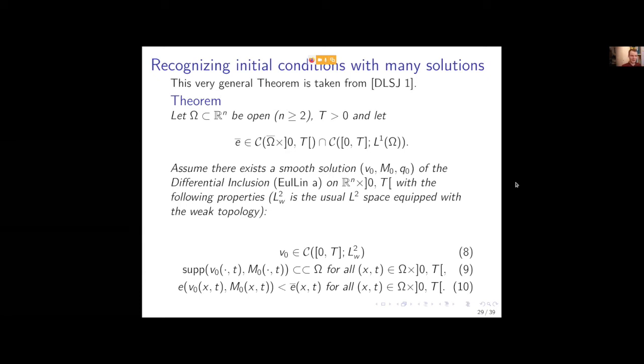linearized system, right? That satisfies, first of all, V0 is continuous from 0 to T into the space of square integrable functions equipped with the weak topology, right? So W is just the weak topology. And the support of the solution is contained in omega compactly. So this notation means that the support of our solution is compactly contained in omega, right? And such that E bar of V0, M0 at xt is less than E bar of xt for all xt inside of our domain. So we assume there's a smooth solution like this.